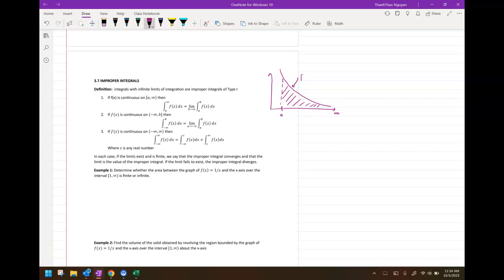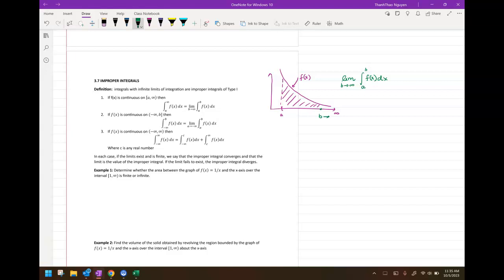Well, this is f of x. We only know how to calculate the integral from a to b. So if we let b be an arbitrary value in the interval from a to infinity, and we let b approach infinity, we have the limit as b approaches infinity of the integral from a to b of f of x dx. And this only works if f of x is continuous in that interval.